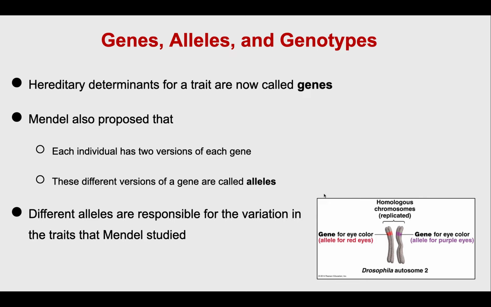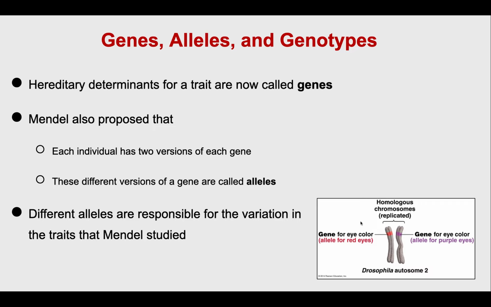All right, so we now know that the hereditary determinants for a trait are called genes. If we look down here at our fruit fly genes, we see that we have genes on these homologous pairs coding for eye color. Now Mendel also proposed that each individual has 2 versions of these genes, coding for the same type of genetic material, but there's variation in this gene. That variation would be called an allele.